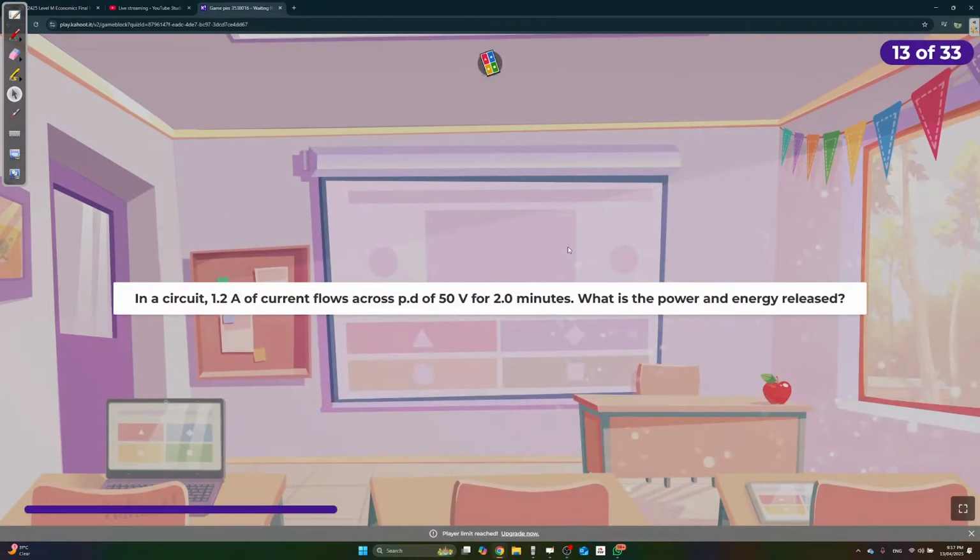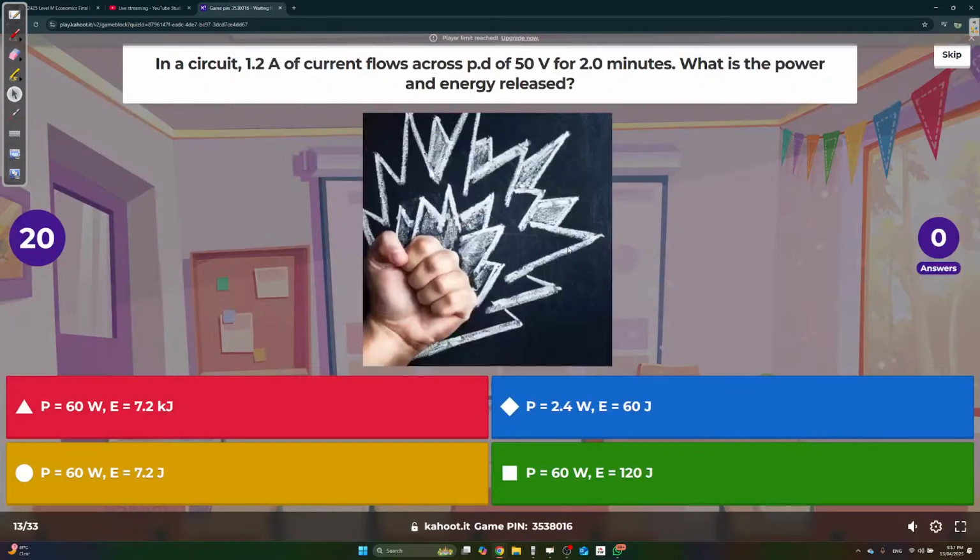Okay, in a circuit, 1.2 amperes of current flows across 50 volts for 2 minutes. What is the power and what is the energy? Okay, this needs you to focus a bit.